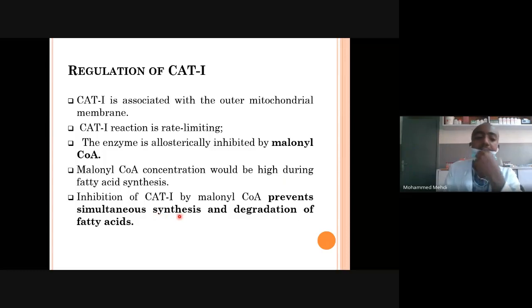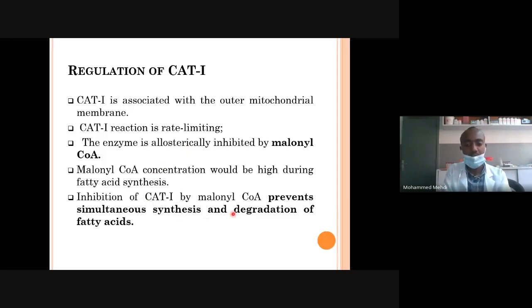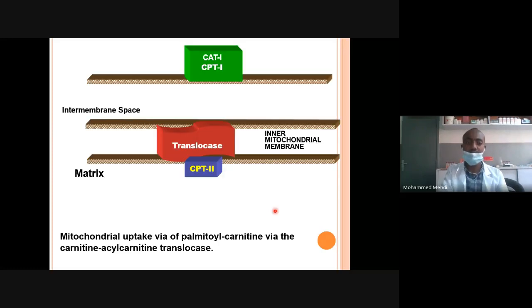We'll see later. So this enzyme is our rate limiting enzyme. It is regulated by malonyl CoA allosterically. Allosteric inhibition of this enzyme occurs by malonyl CoA. The malonyl CoA concentration will be high during fatty acid synthesis. During synthesis, the malonyl CoA amount will increase, then inhibit carnitine acyl transferase 1. As a result, beta oxidation will be inhibited. This is very important, because it prevents simultaneous synthesis and degradation of fatty acid.